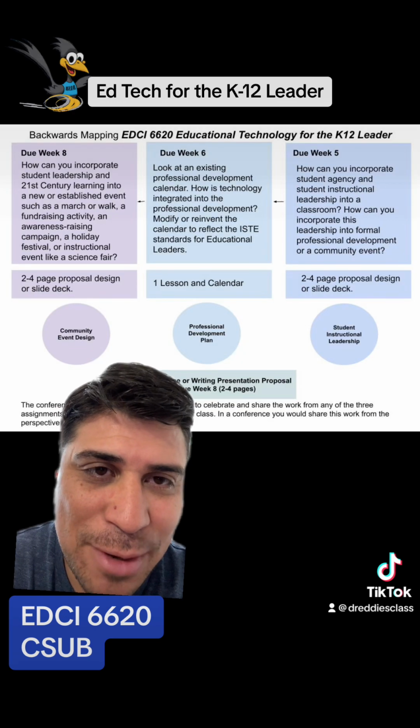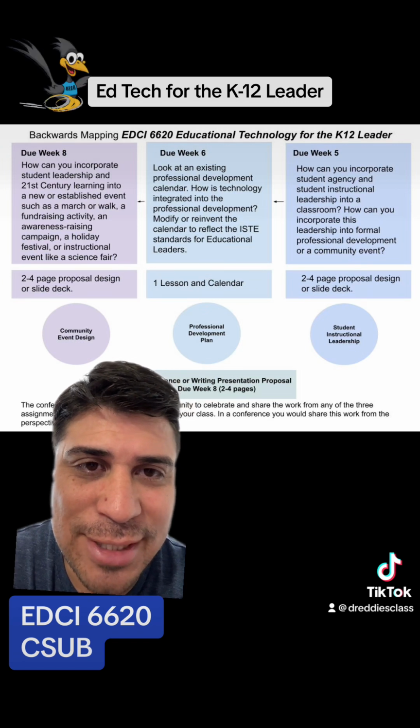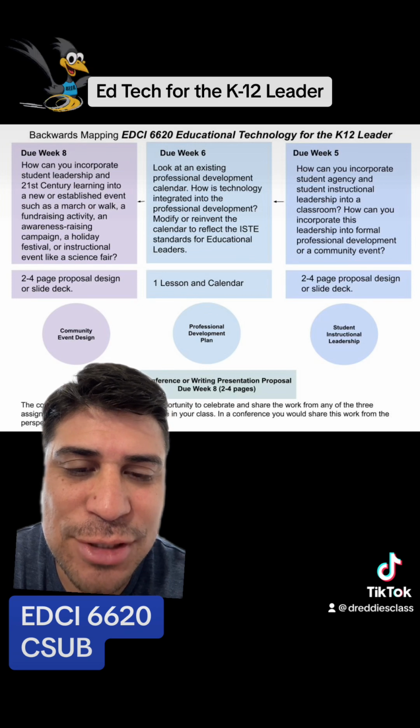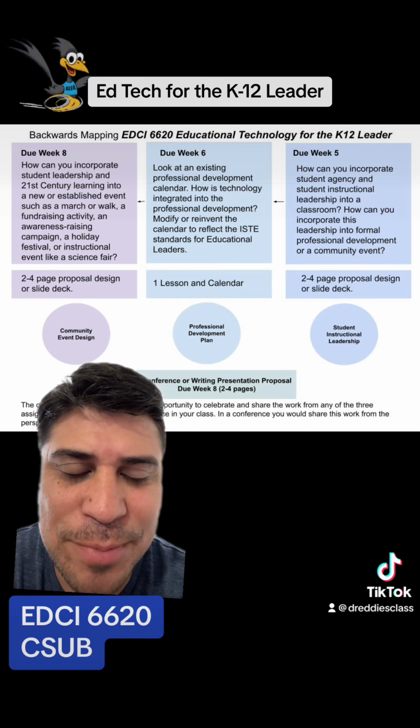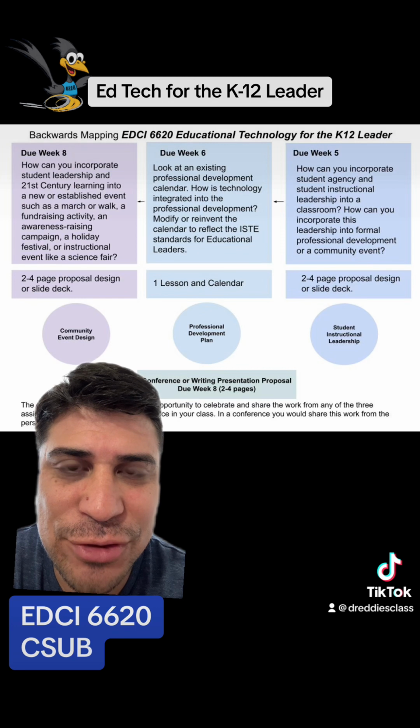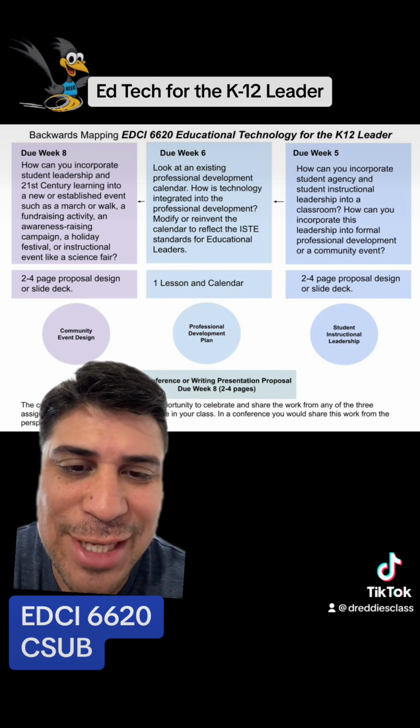So that would mean that by week 5, she had her student agency and instructional leadership activity where the older students are doing cross-age peer teaching with the younger students. In week 6, she prepped her PD plan on how to teach teachers how to use Jamboard. And then during week 8, she held her community event.